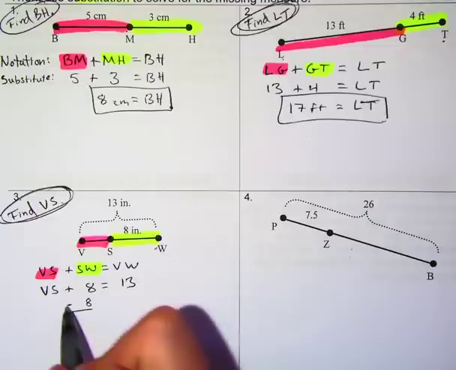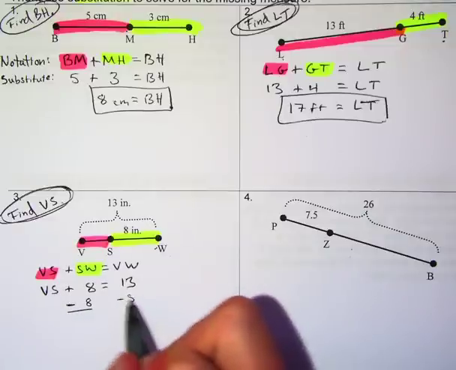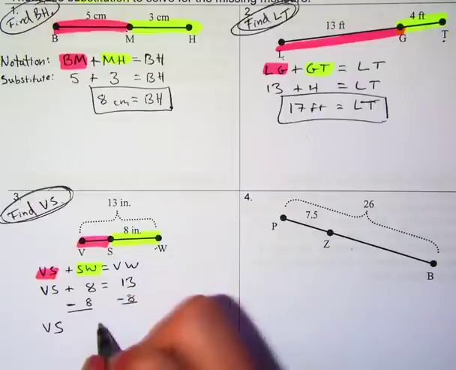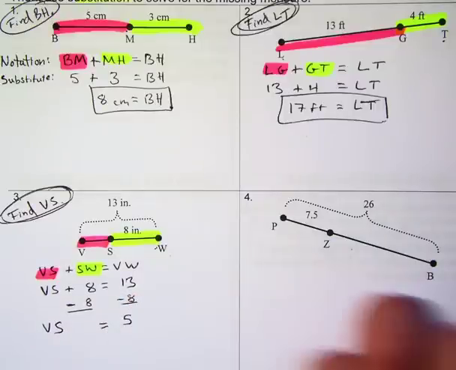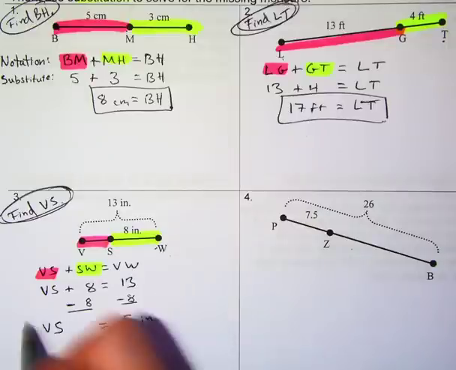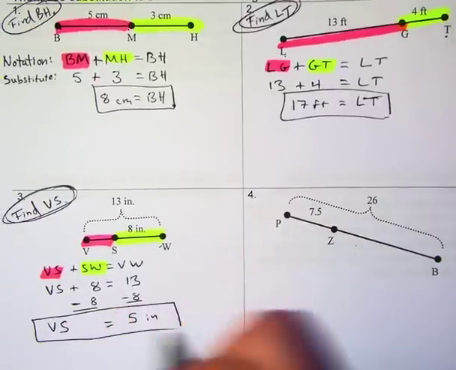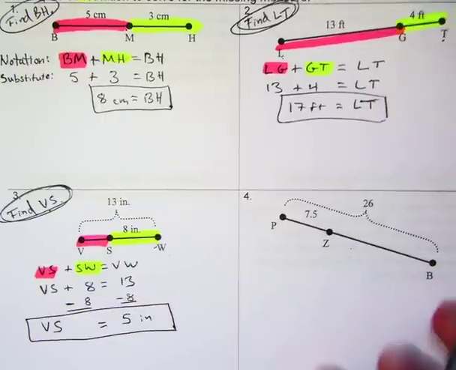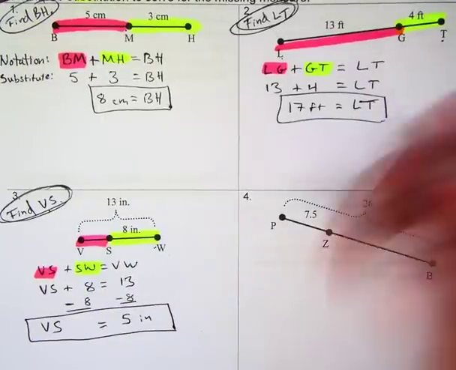I want to solve for the distance from V to S, so I'm going to take away 8 from both sides to undo the addition. And what I'm left with is just 5. In this case, it's 5 inches. I'll bring in the units at the end. Did I really find what I'm looking for? Yes. You can hit pause and try the next one yourself.